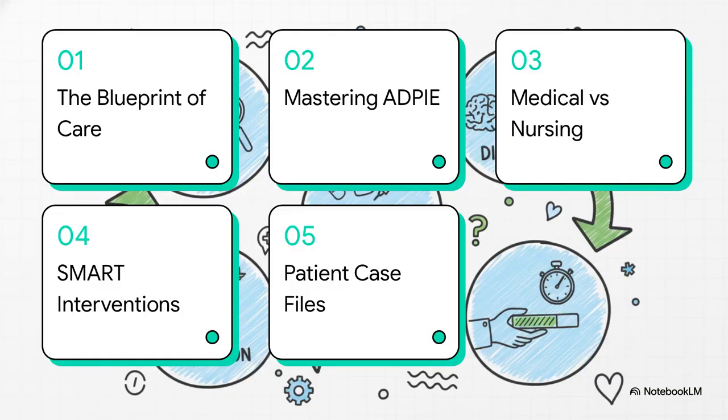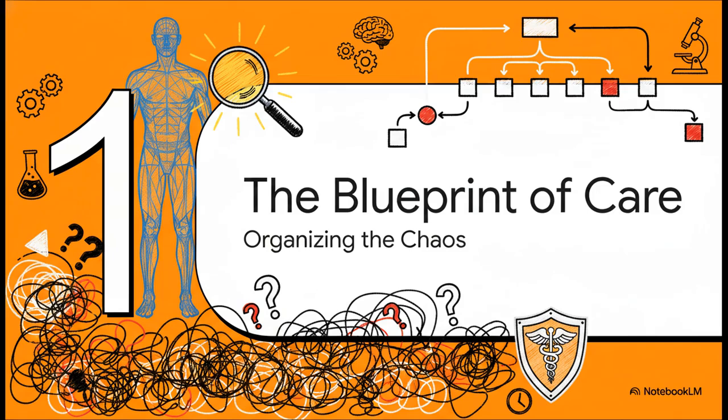Okay, let's dive into this roadmap. First up, the blueprint of care. Then we'll be mastering the ADPIE framework, followed by looking at medical versus nursing diagnoses. After that, we'll talk about executing smart nursing interventions, and we'll wrap it all up with some real-world patient case files. Section 1, the blueprint of care, or as I like to call it, organizing the chaos.